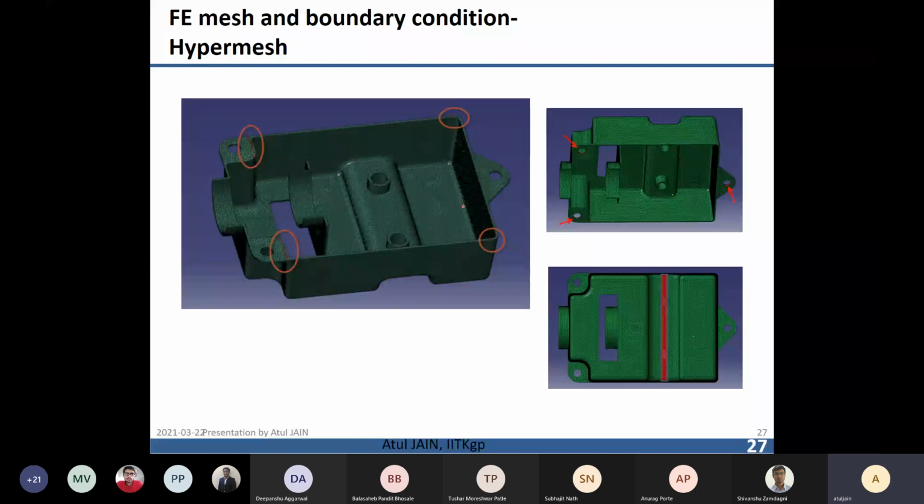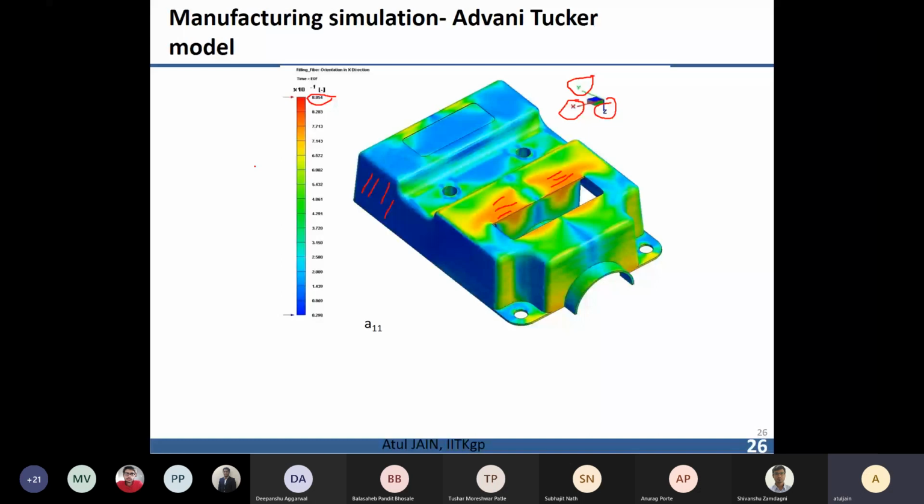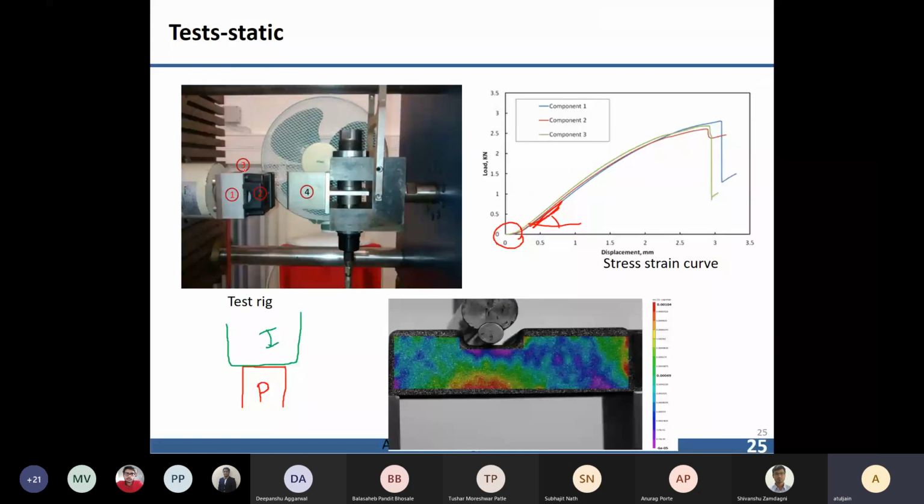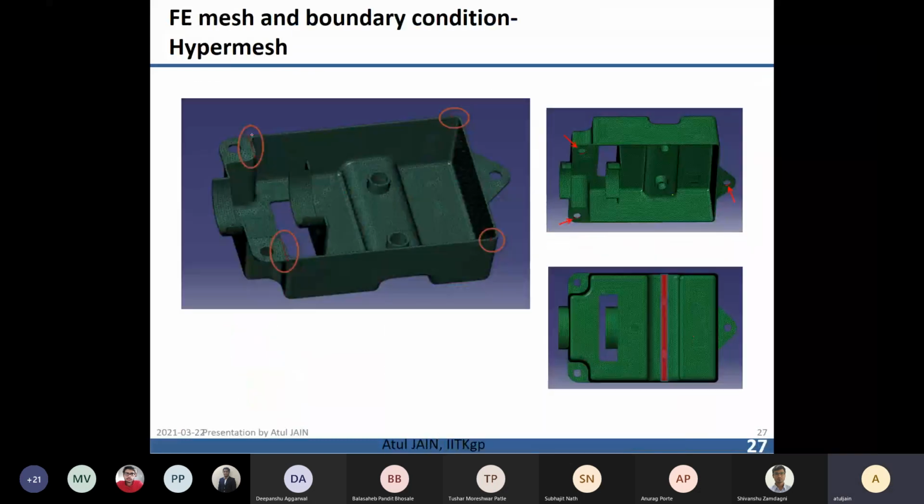Then when we try to build the FE model, one very important requirement is how you are going to put the boundary condition. So if I go back a few slides, where my part was resting on the rig, we have constrained the movement perpendicular to the rig. Okay.